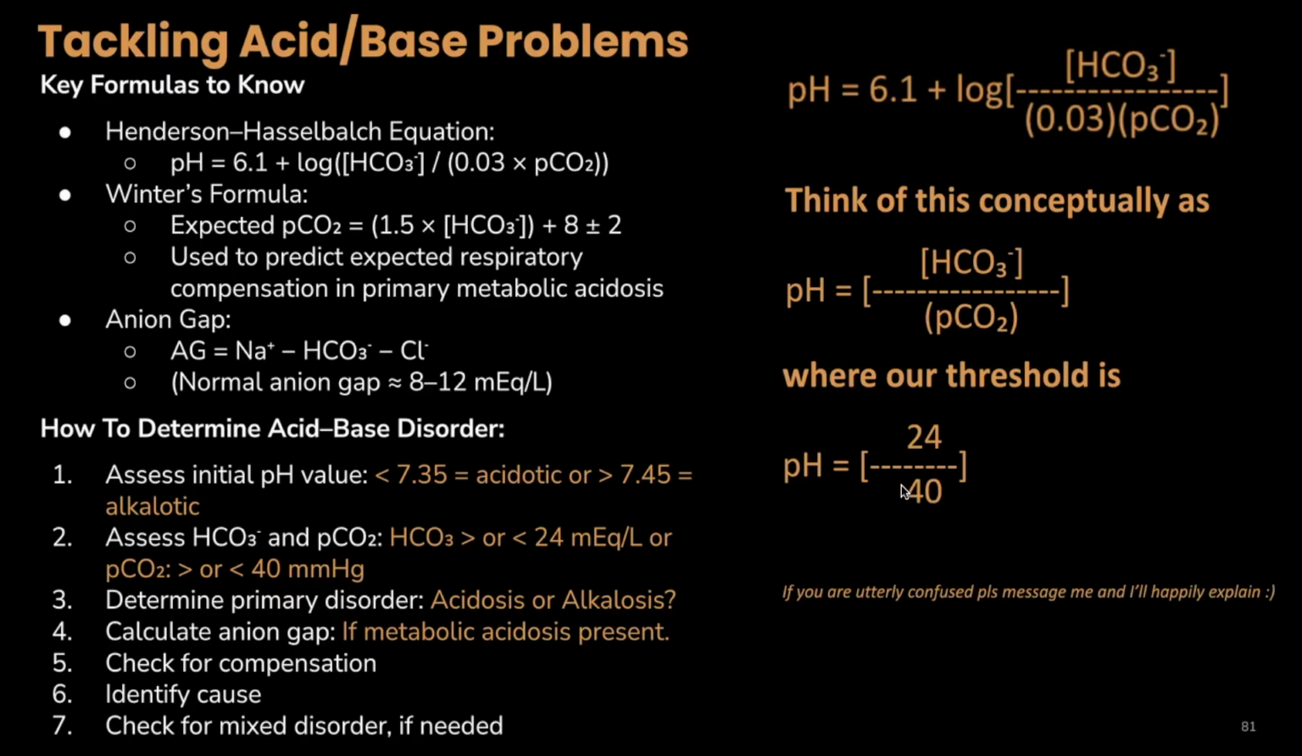Why? Because if my PCO2 is below 40, what does that mean? Think about that for a second. If my PCO2 is below 40, that's going to be respiratory alkalosis and therefore cause an increase in pH. How about if my bicarb level is below 24? What happens if I decrease this number? I'm going to decrease the pH, and so that's going to be metabolic acidosis. All right, so use this as your threshold: bicarb is 24, carbon dioxide is 40.